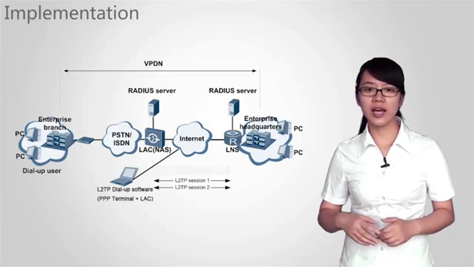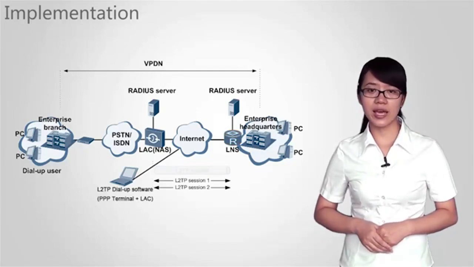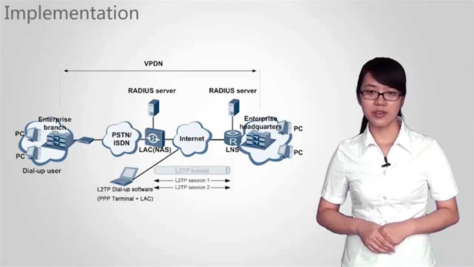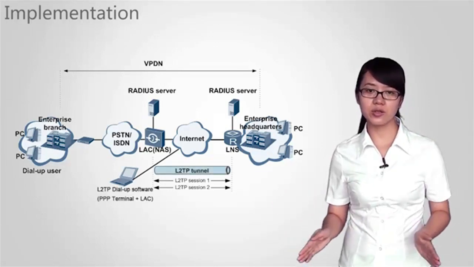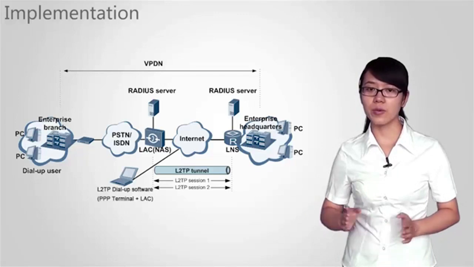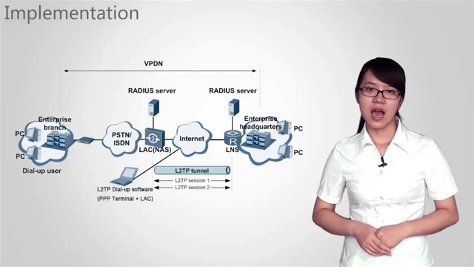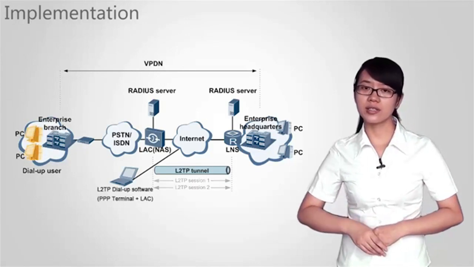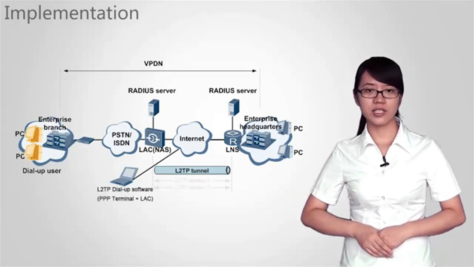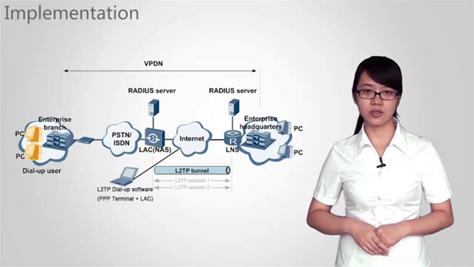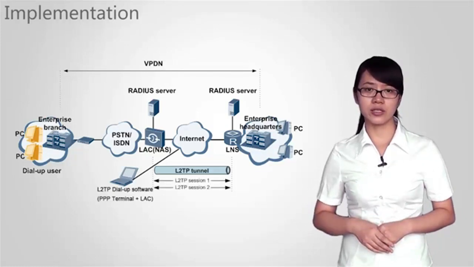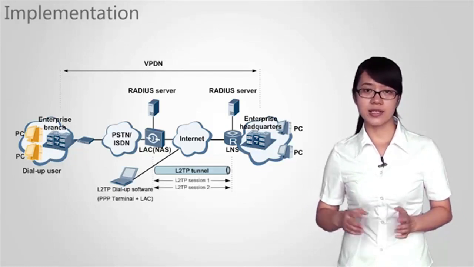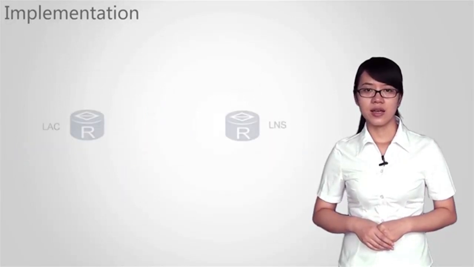L2TP tunnels are established between the LAC and LNS. You can configure multiple tunnels between one LAC and one LNS. After the tunnel is established, an L2TP session is set up. Multiple sessions can be configured on the same tunnel. When a remote user dials up successfully, a session is set up.